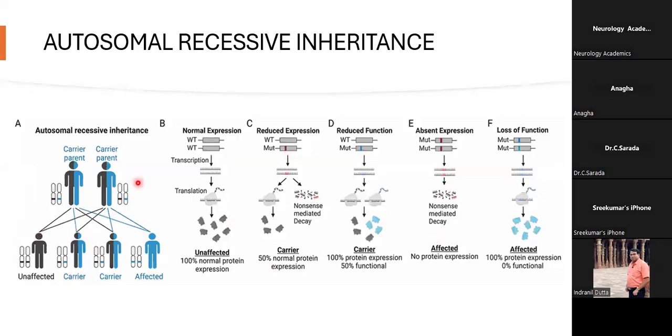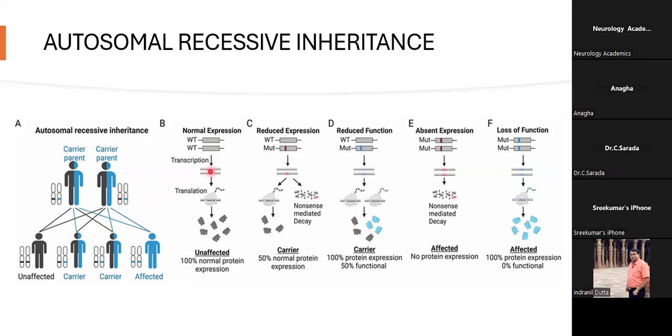Coming to autosomal recessive inheritance, as we all know, here this black colored label is the wild type allele or the normal allele, and the blue is the mutant allele. So when there are two parents, both of them carriers of the disease, there is one mutant allele in each of the parents. If the child receives the wild type allele from both of the parents, they are unaffected. And if they inherit one mutant allele from each of the parents, they are carriers. If both of the alleles inherited are mutant alleles, then they are affected.